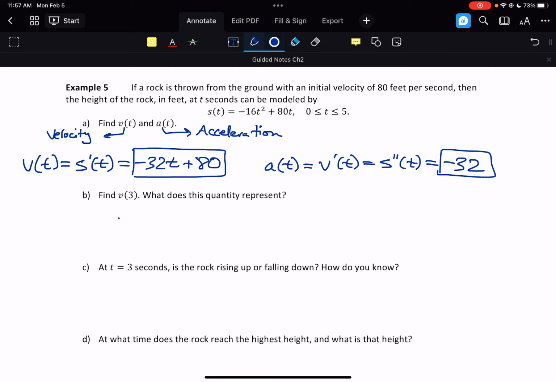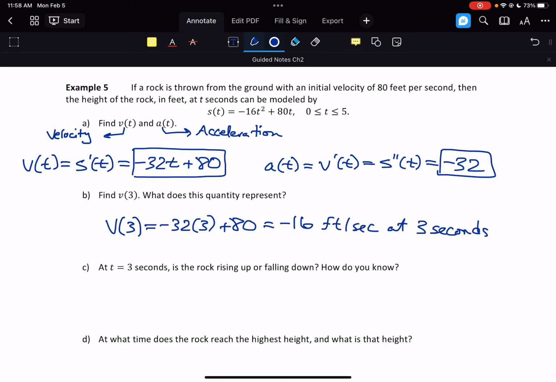When it says find v of 3, we just need to substitute in 3, so negative 32 times 3 plus 80, that's negative 16. What does this quantity represent? Well, this is a velocity at time 3, so the units are feet per second at 3 seconds. So after 3 seconds, when the object has been thrown, it has a velocity of negative 16 feet per second. In other words, it's coming back down at 16 feet per second.